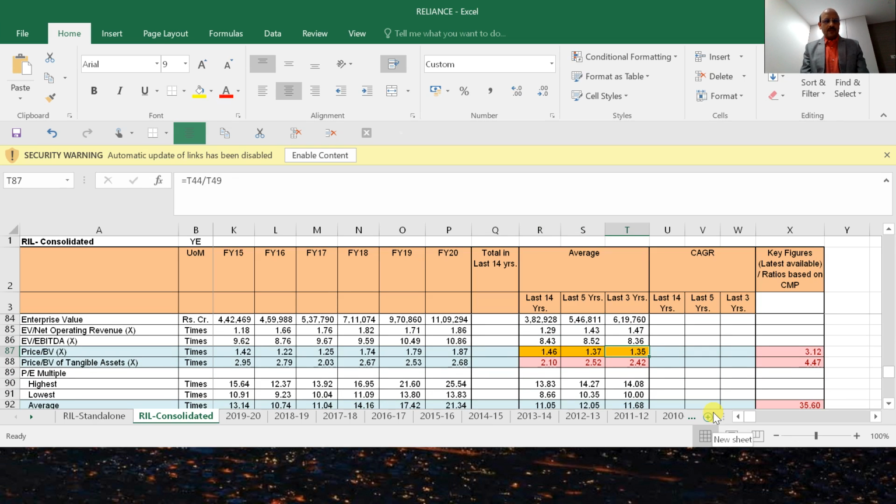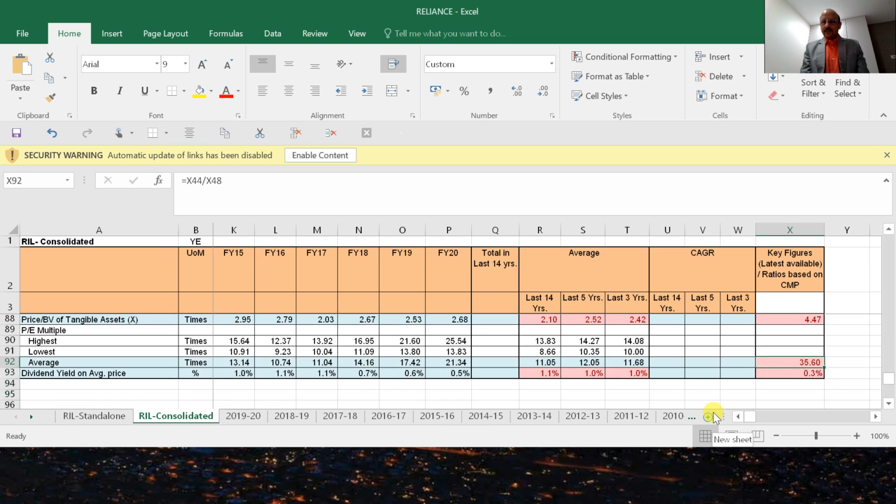Similarly, price to book value ratio 1.46 is not so great. The company's share price has been in the range of 1.3 times, 1.4 times in the past 14 years, whereas at today's price it has already increased to 3 times compared to the latest available book value per share, and 4.47 times compared to the book value of tangible assets.